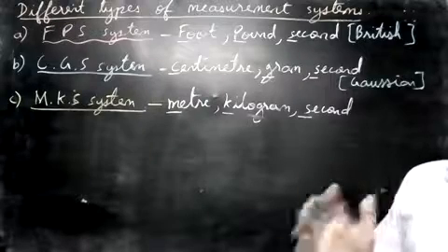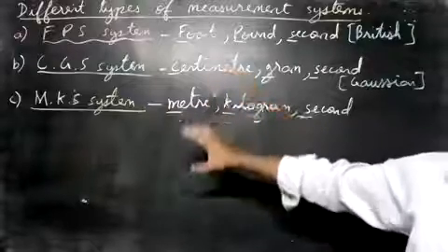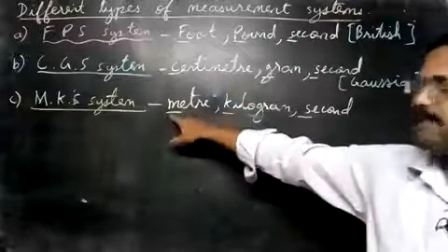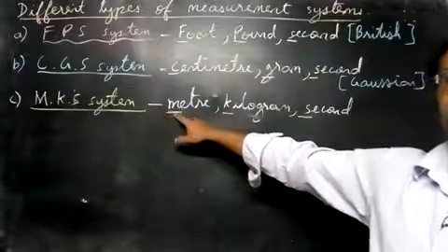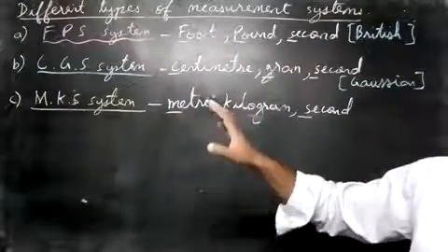So everywhere in the world nowadays we don't use these three systems. We use something called the SI system. That's a form of the MKS system only. It's much more advanced and easier to follow. So we will study the SI system in the next video.